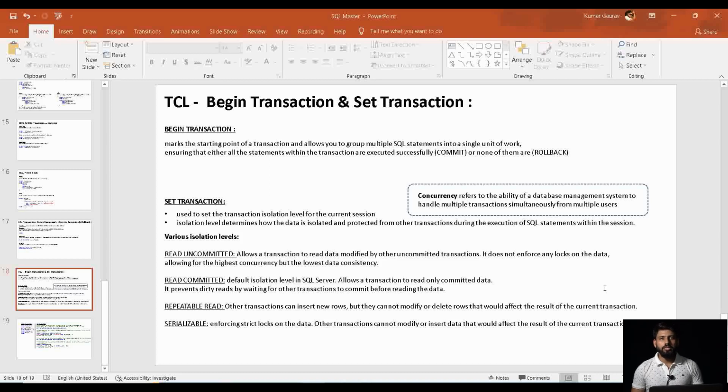Today I am here with a new video on the SQL series, on the commands from TCL, that is begin transaction and set transaction. We'll be watching all the details related to begin transaction and set transaction in this particular video. So let's get started with the video.